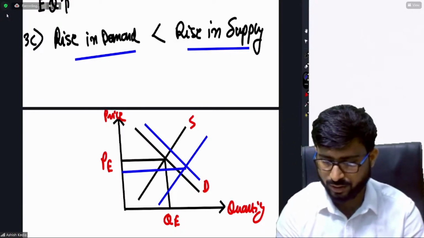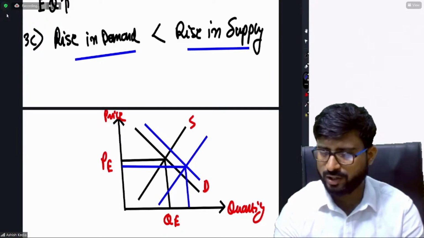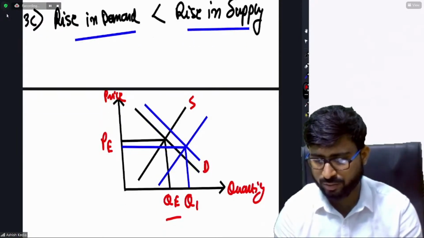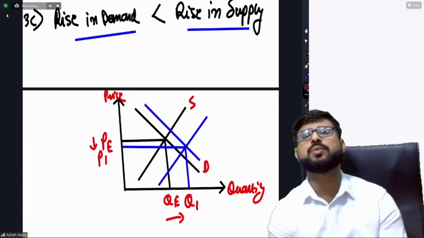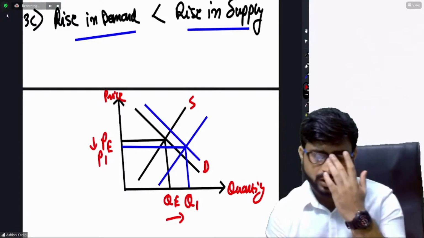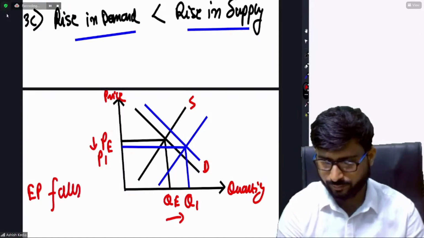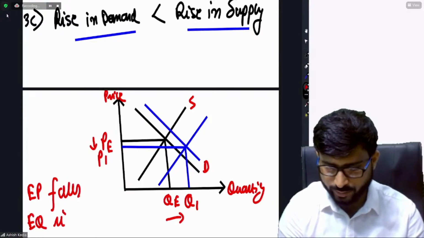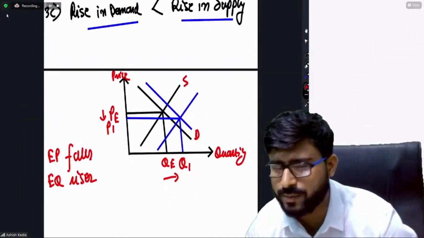So what do you see? The new intersection is taking place here. As you already knew, equilibrium quantity was about to rise and equilibrium price is about to fall, and it has indeed fallen as was expected. So equilibrium price falls, equilibrium quantity rises. Understood, not understood, everybody? Come on.